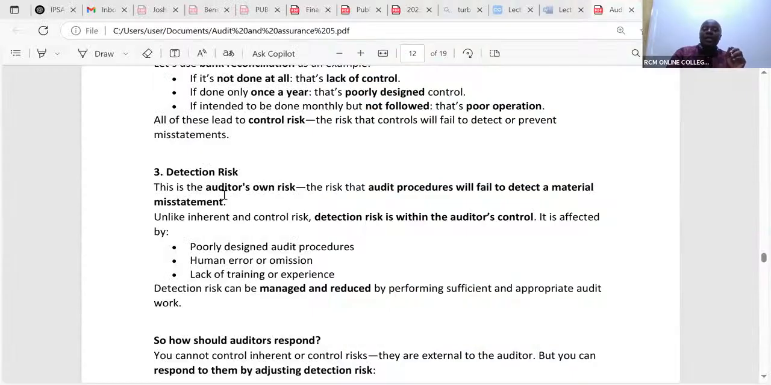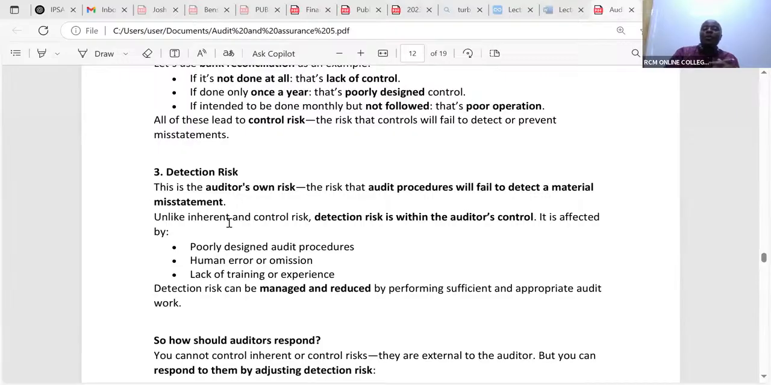But I'll be discussing that in full later. As I put in all those procedures, ladies and gentlemen, trust me, there is a very big possibility that still I will not be able to catch everything. There will be things that I will miss. There are some misstatements that I will have, and those misstatements are what we are calling the detection risk. This is the auditor's own risk, the risk that audit procedures will fail to detect a material misstatement.